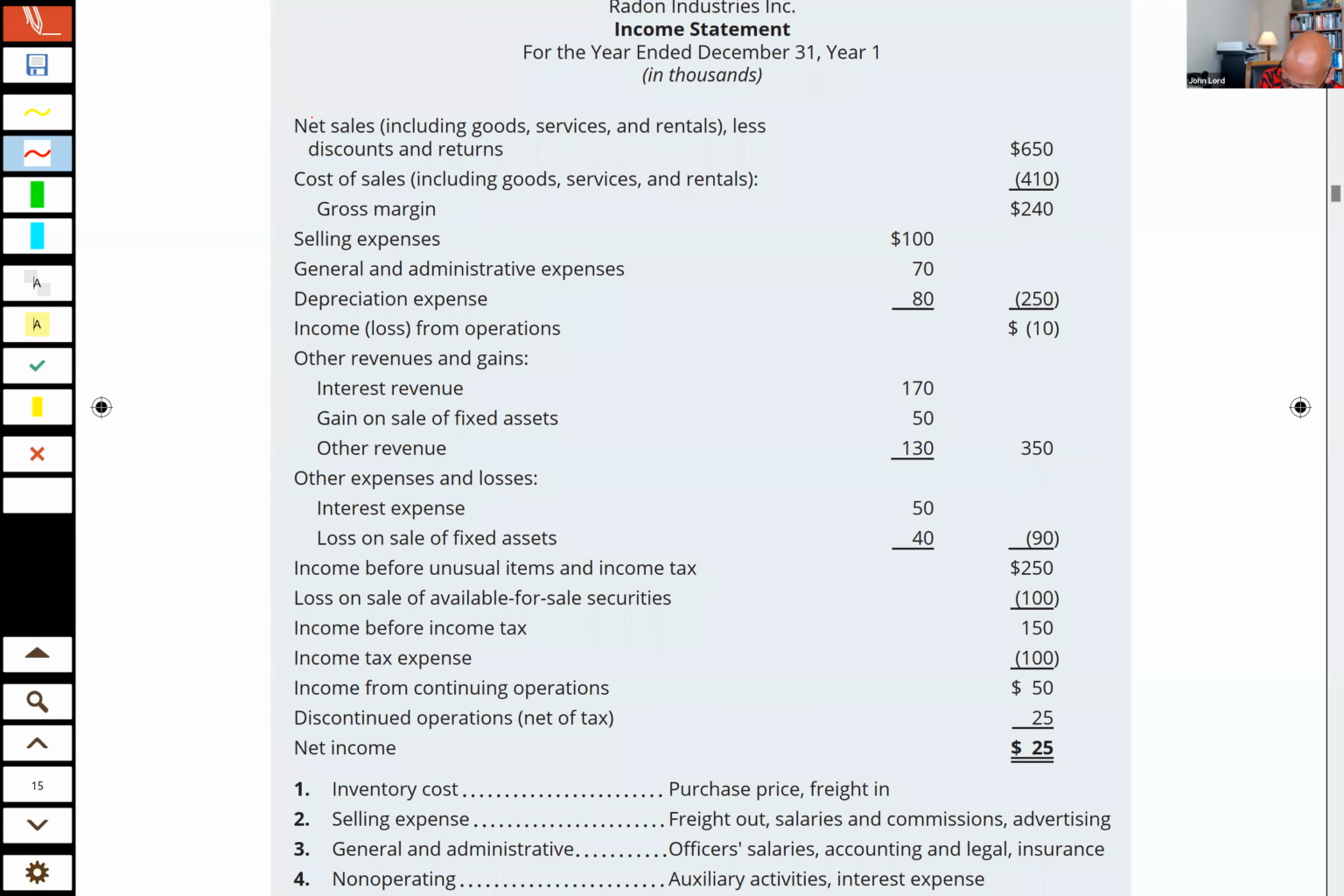So we have net sales, okay, and that comes down, and there's different expenses and whatnot there. And then we have income from operations, okay? So this is what? This is operating. 3 sections, operating. Let me write that. Operating. Right? So we have that. This is normal course of business.